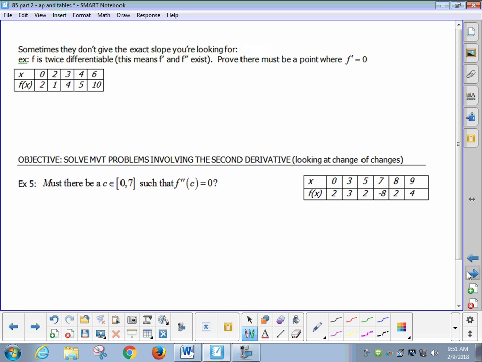All right. So, sometimes they don't actually give you the average rate of change in the table. You can look all day long, but you're never going to find that average rate of change that they're asking about. They're saying, prove there's got to be a place where the derivative is 0. Now, I would normally say, all right, we'll look for places where the y's are the same, but there are none. Does that mean though, that the derivative can't be 0? Well, you can still prove it. How?